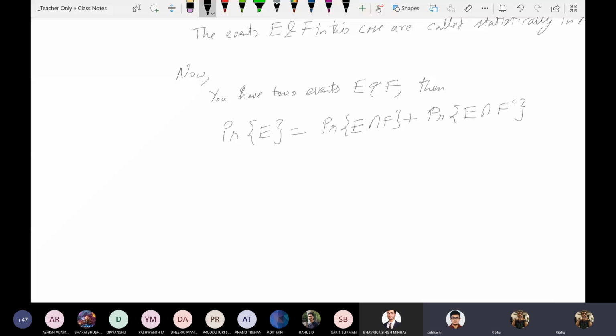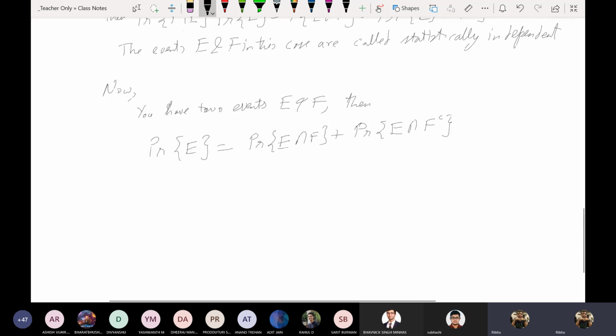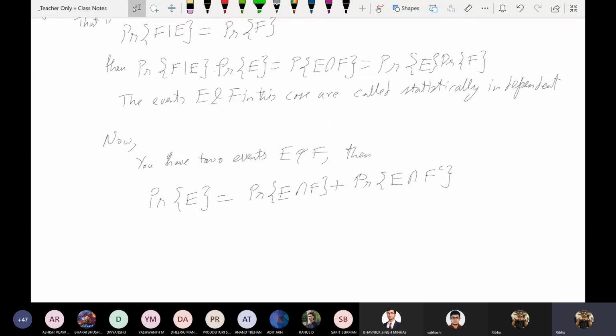Sir, yeah, what you have written just above now? The two events E and F in this case are called statistically independent. Okay, yeah. Sorry, my handwriting turned out to be quite bad. I'll rewrite it for you.